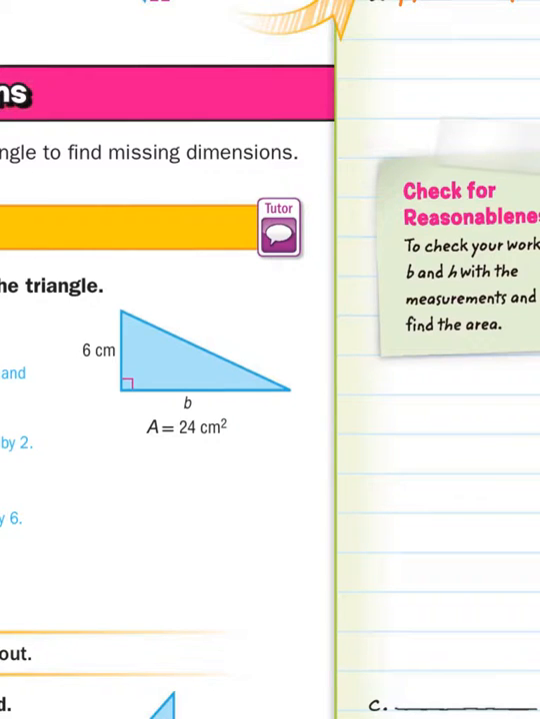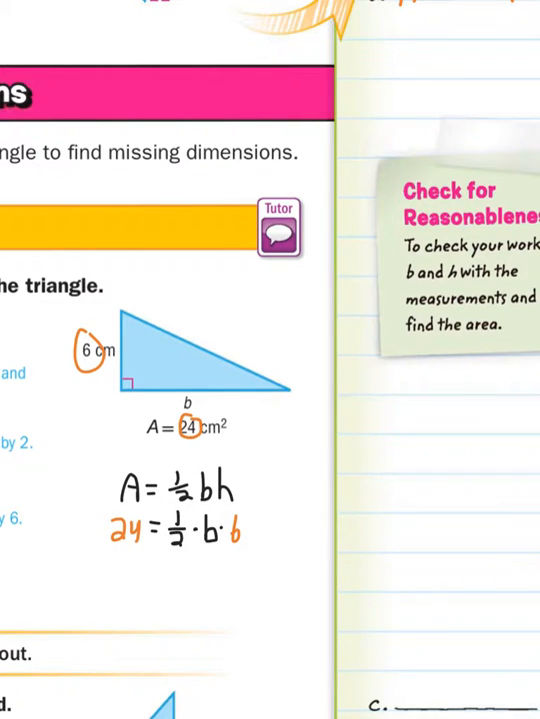So I'm going to start by writing my formula. Area is half times base times height. And now I'm going to substitute. So remember, the 24 is my area, so that goes in for A. Equals half times the base I don't know, and times the height I do know is 6.